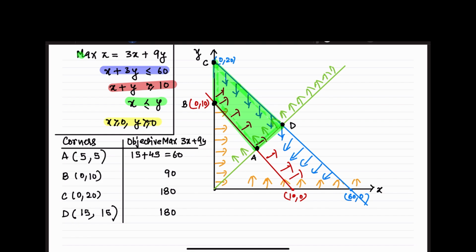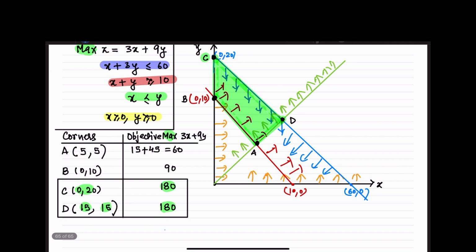Now we need to choose the maximum. So maximum is in fact 180 and 180. This is occurring at 0, 20 and this is occurring at 15, 15. So this is a special case where you get 2 alternate options for the optima. One point of optima is coming at C. Where is C? C is this. One point of optima is C and one point of optima is D. So this is a case of an alternate optima.